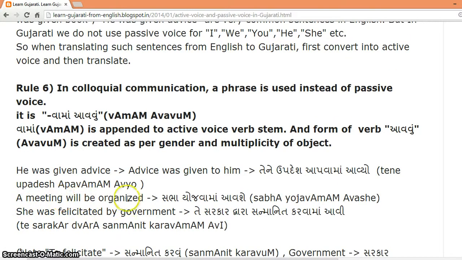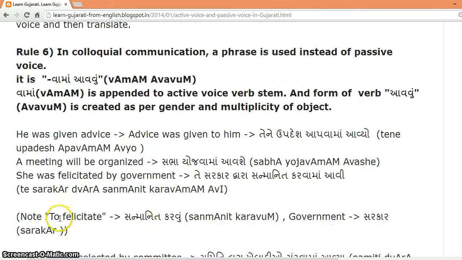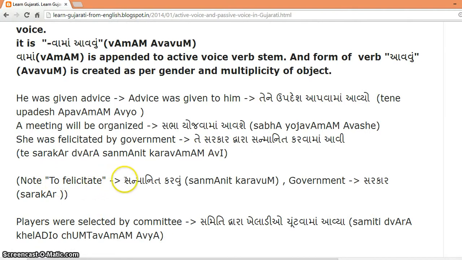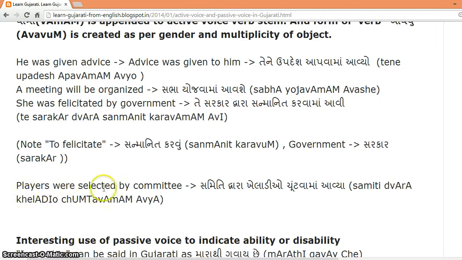A meeting will be organized. Sabha yojavama avashe. We appended vama to verb yojvu, so it became yojvama, and form of avavu in future tense is avashe. She was felicitated by government. Te sarkar dwara sanmanit karavama avi. Note: to felicitate is sanmanit karvu and government is sarkar. Players were selected by committee. Samiti dwara khelado chutavama avya.